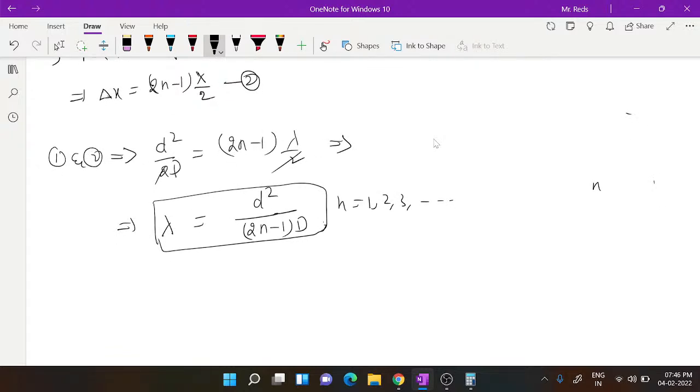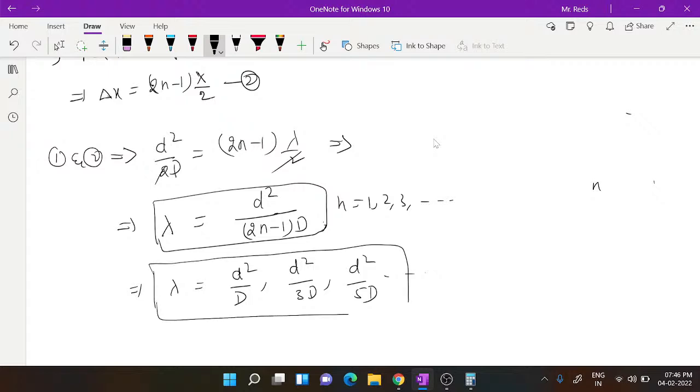That means lambda, for n equal to 1, is d square by d; for n equal to 2, 2 into 2 minus 1 is 3, so d square by 3d; for n equal to 3, 6 minus 1 is 5, d square by 5d, like this. So wavelengths that are 1 by odd integer multiples of d square by d will be missing. These will be called the missing wavelengths. If you put 1, 2, 3 and so on, you'll get the missing wavelengths.